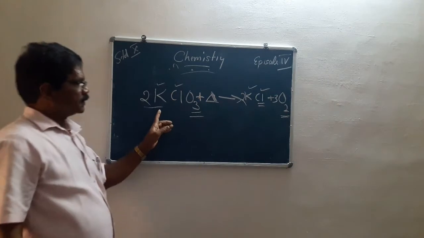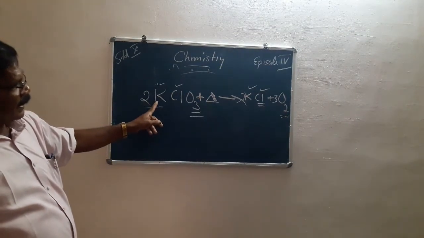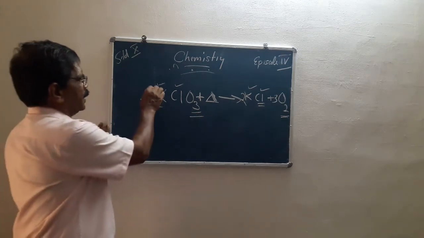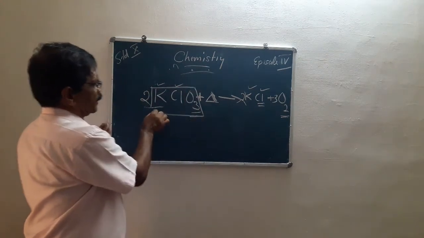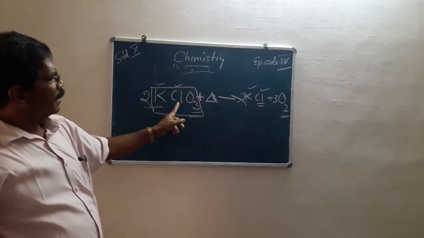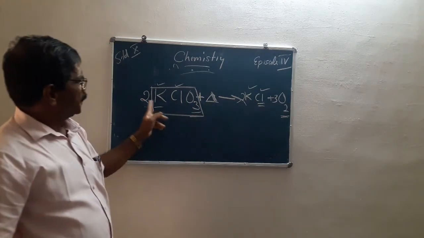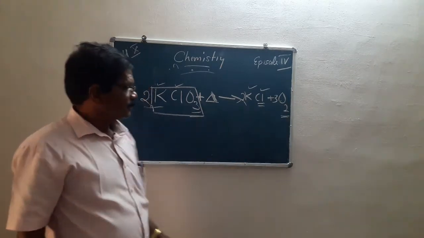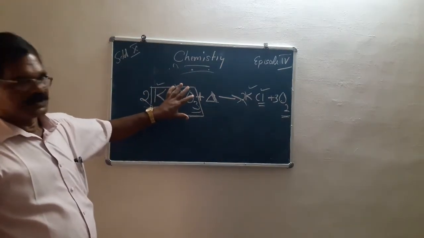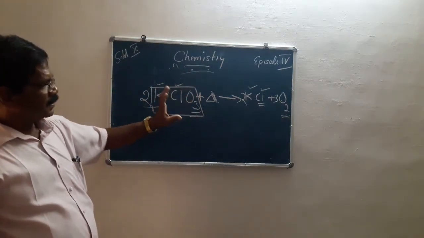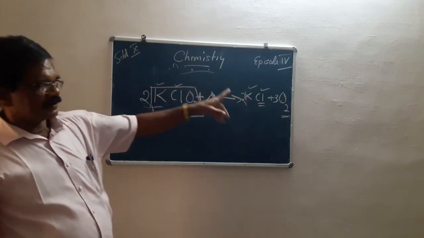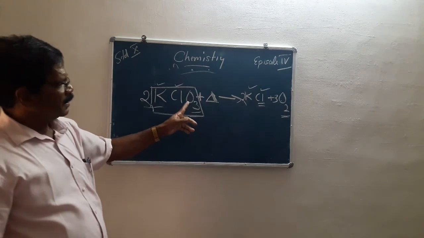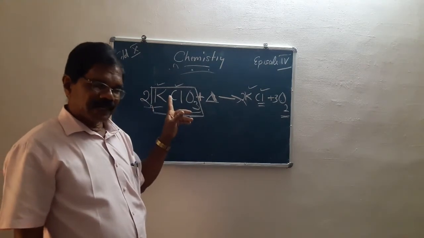Then you again check. 2 K atoms here, 2 K atoms here. 2 Cl, 2 Cl, okay. 2 into 3, 6 oxygen atoms on both sides. Then the second step is over. First, we know what are the reactants and what are the products. Second question is whether it is balanced or unbalanced. Now the present equation is balanced, so we don't need to balance it.